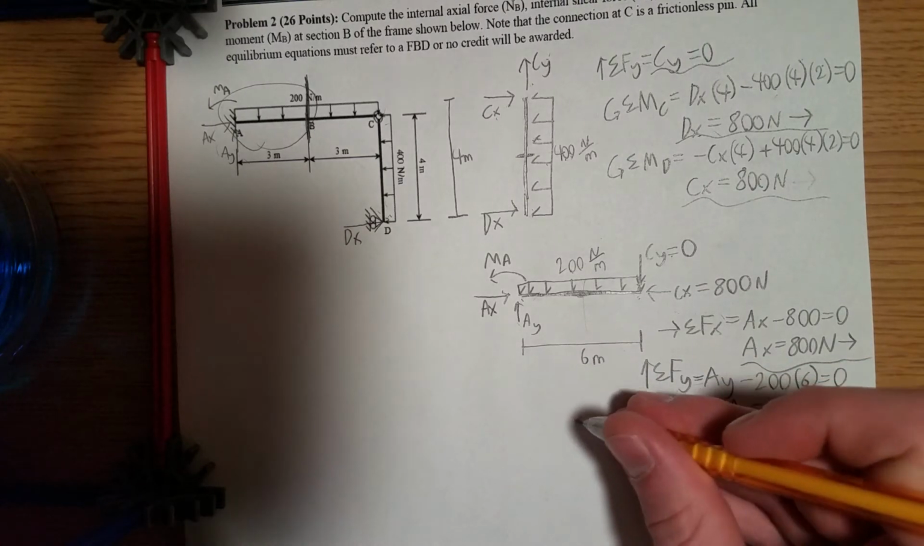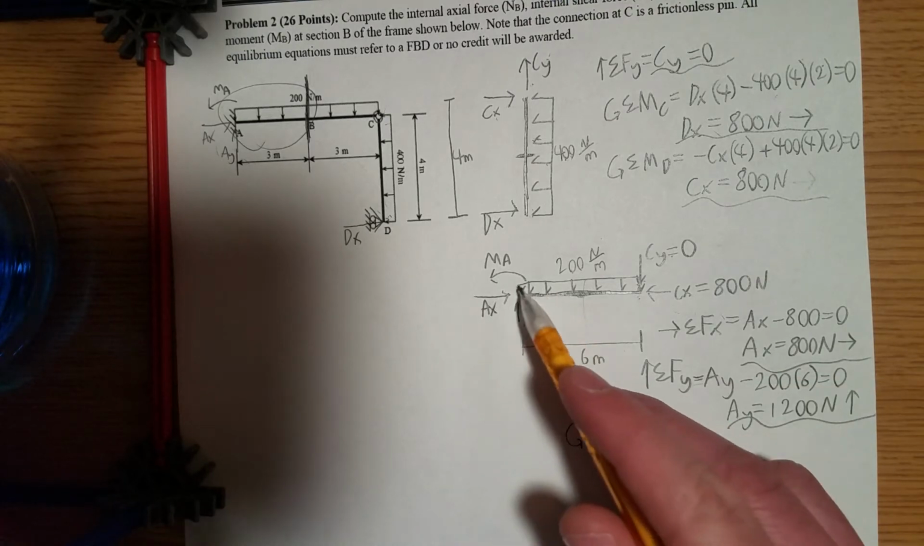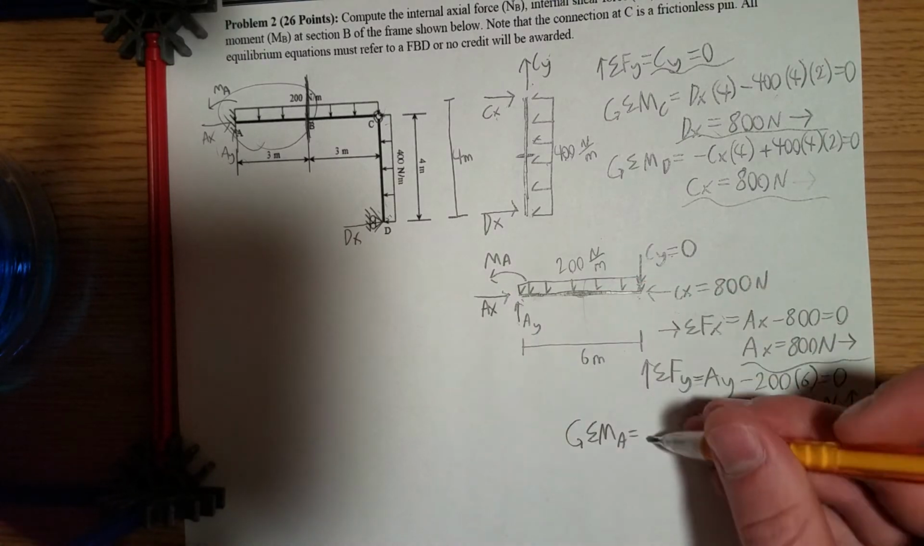And next, we're going to have to solve for the moment about A. So the moment about this point A here. We're going to first have MA, the moment at A.